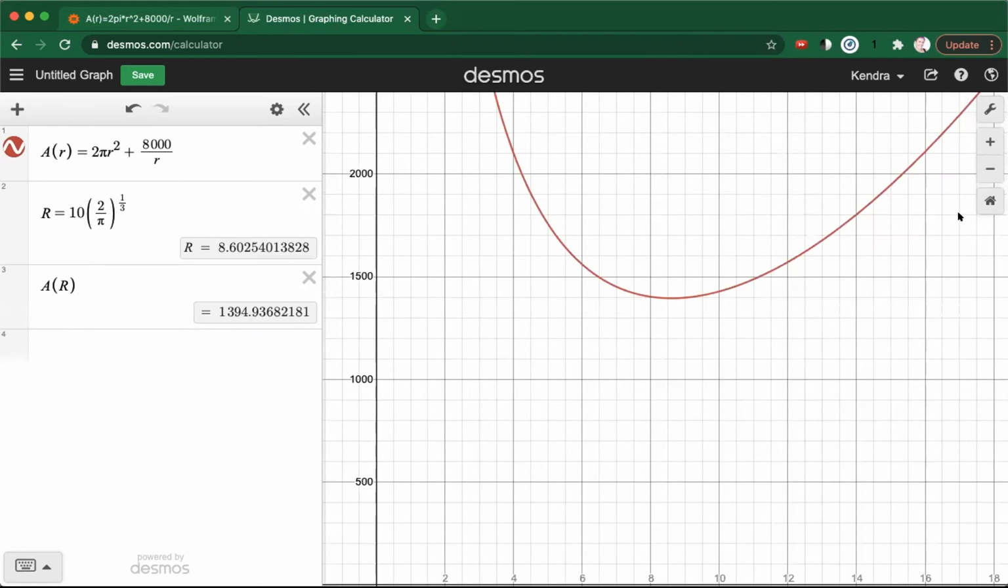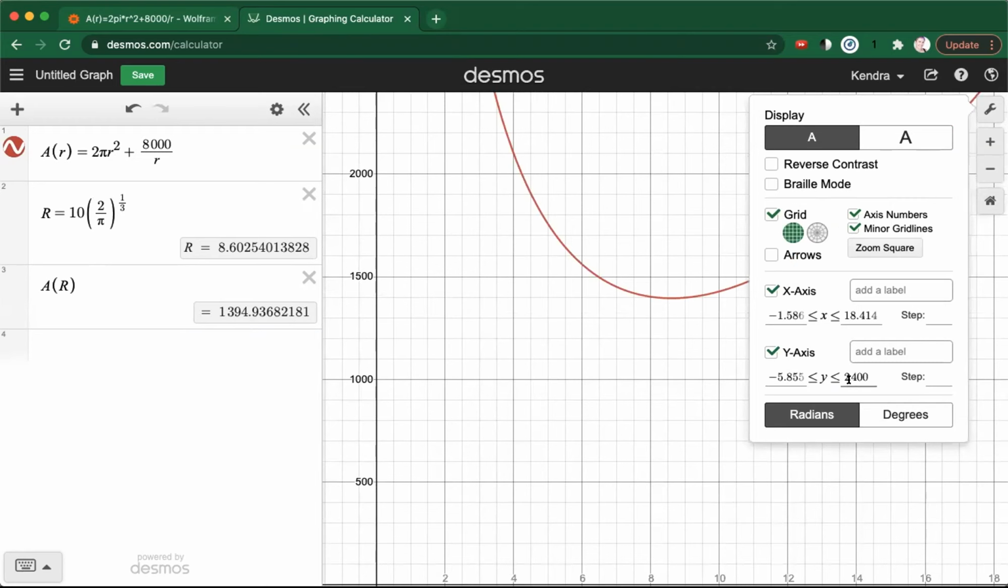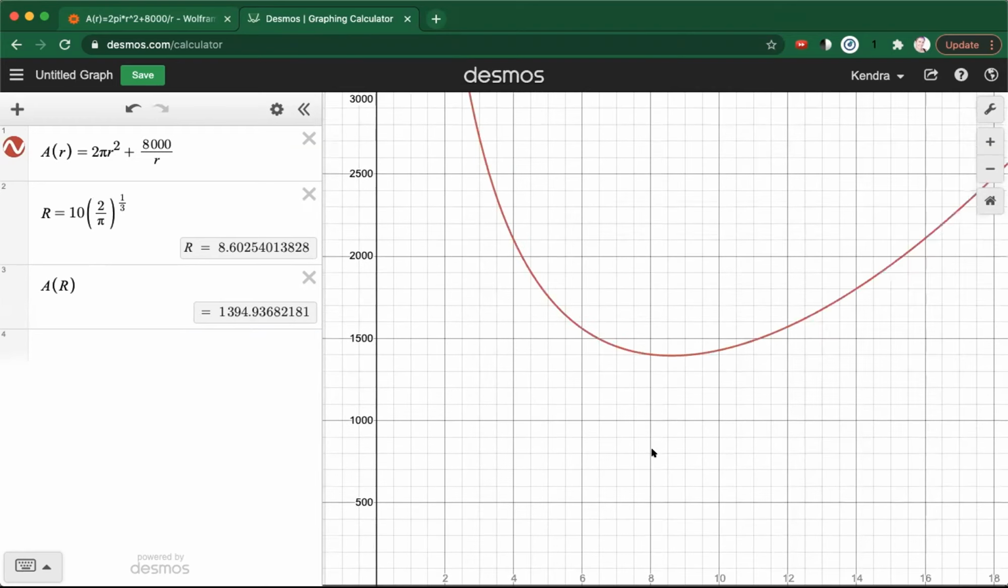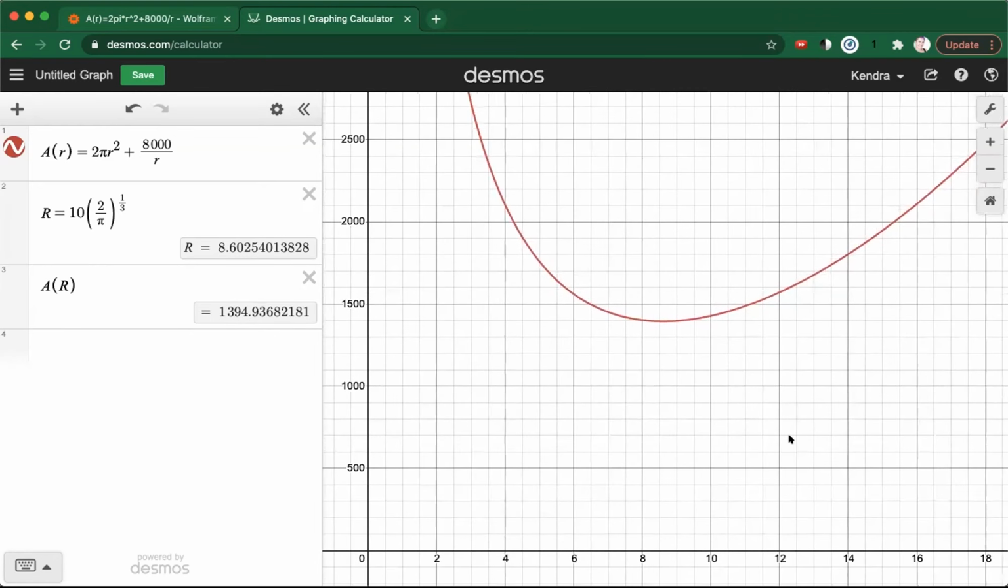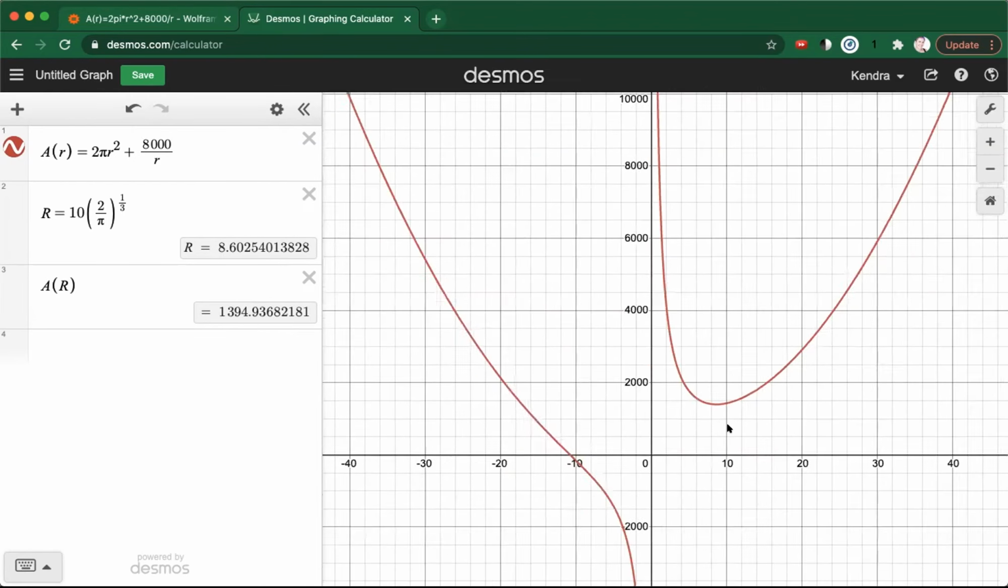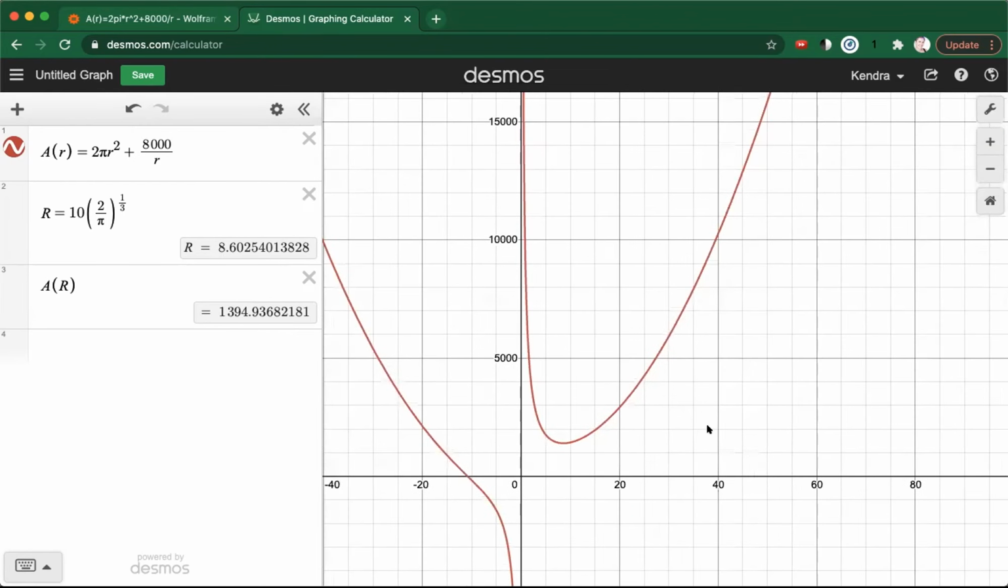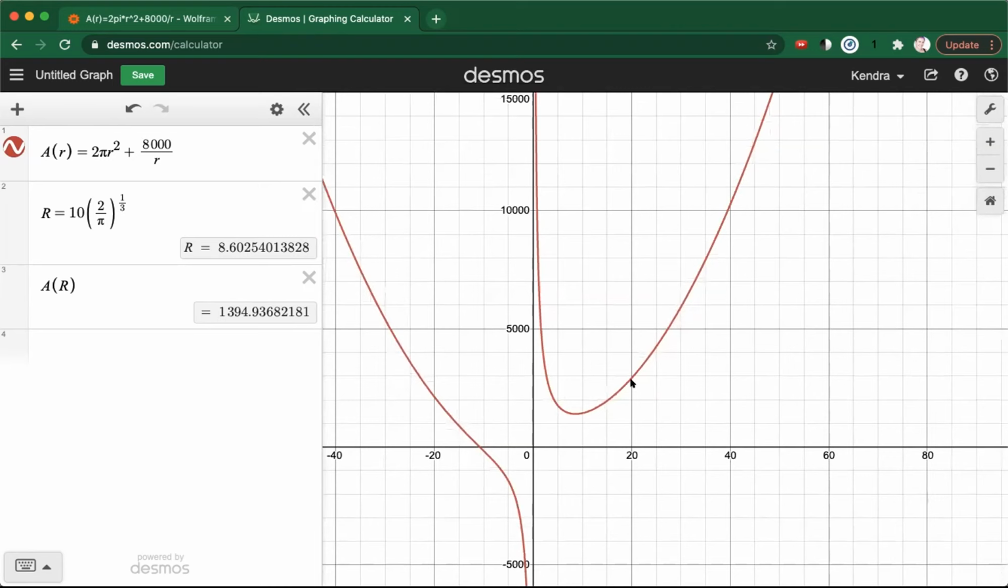There we go. And maybe I want to even go up to 3000 just to bring that graph a little bit more into view. Okay, so that gives me a little bit better of a view of the function that I'm looking at. And now I can zoom out and see a little bit more of that function.